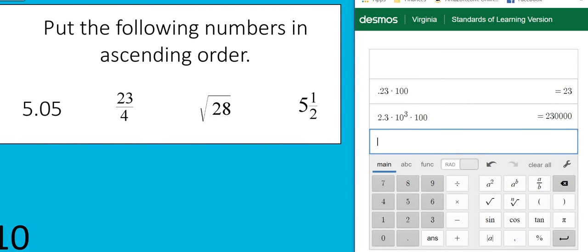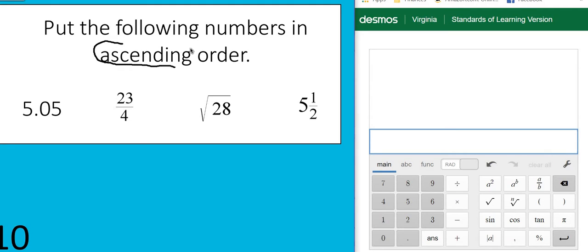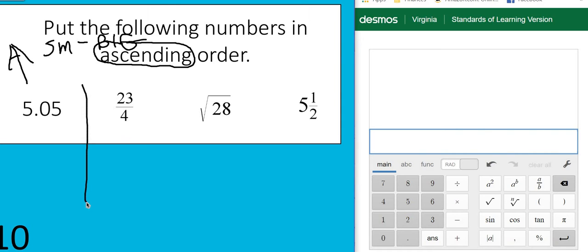Okay? This says put the following numbers in ascending order. And I told you to remember that an A looks like an arrow going up. So if we're going up, that means we're starting with small and then we're going toward bigger numbers. We're going up. So again, I would write it on my paper. I would draw these lines. I'd look and I see that not one of these is a percent. So I'm going to have to change everything. So I'm going to start left to right. I'm going to go in order.